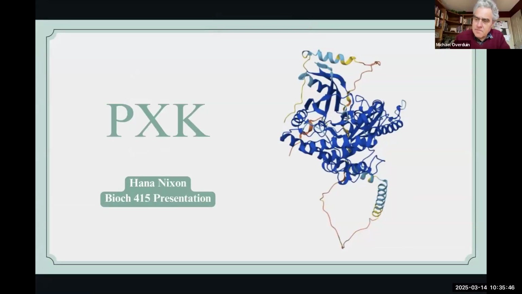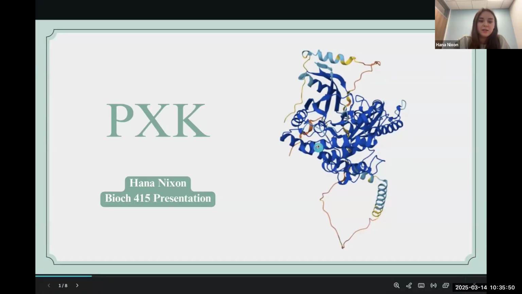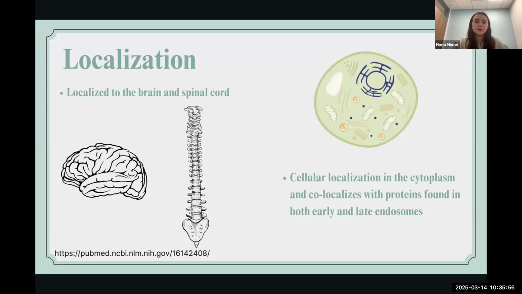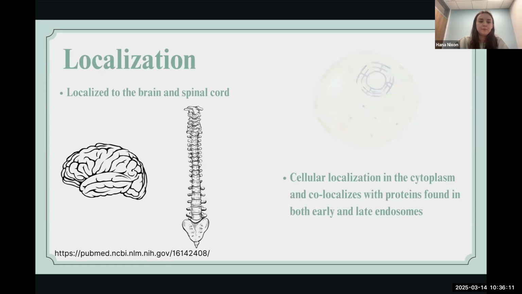Okay. Hi, everyone. My name's Hannah, and I'm doing my kinase presentation on the PX domain containing serine threonine kinase-like protein, also known as PXK. So PXK is localized to the brain and spinal cord and has shown cellular localization in the cytoplasm and has also been seen to co-localize with proteins found in both the early and late endosomes as well as the lysosomes, and it can also interact with phosphoinositides in the plasma membrane.